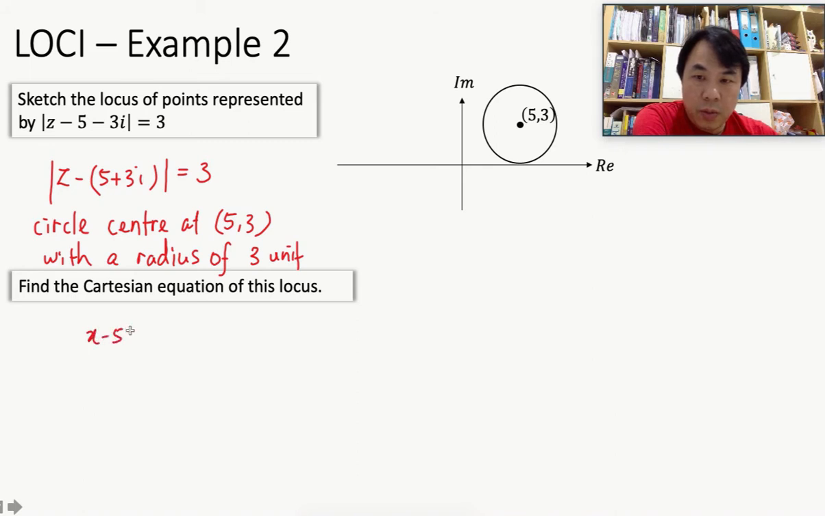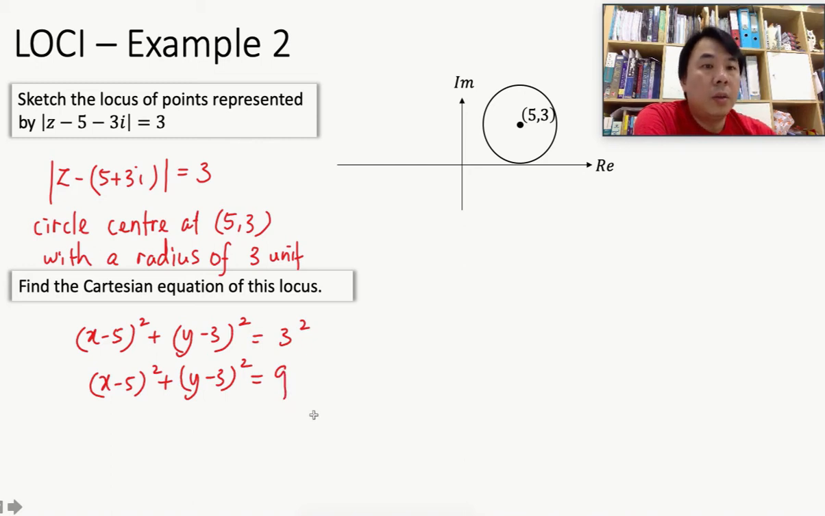So the circle equation will be (x − 5)² + (y − 3)², with the radius, which is 3², here. And then if you want to simplify it neatly, it would look something like this, equal to 9. So you can either leave it in this form, or you could actually expand this.